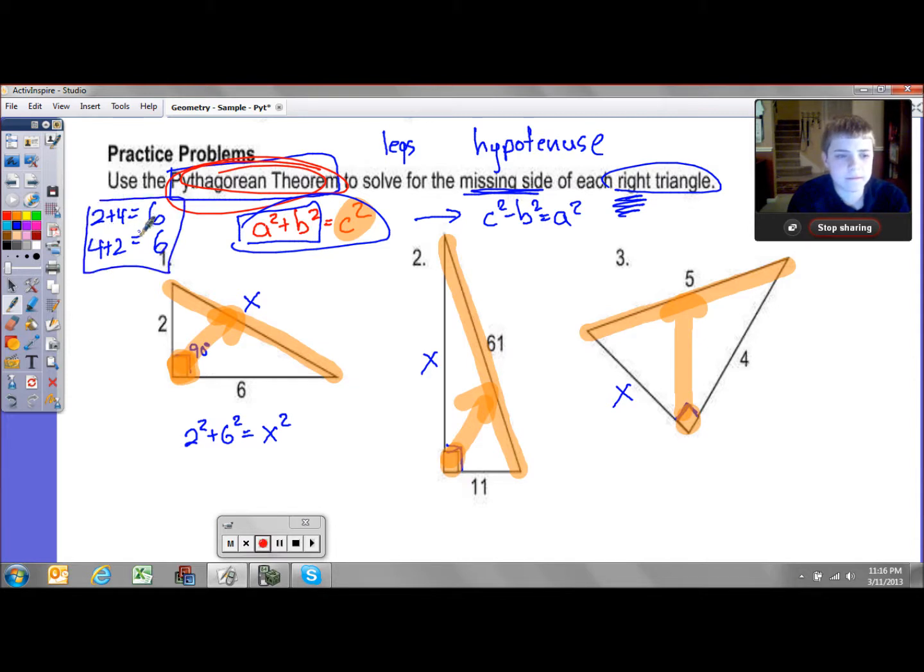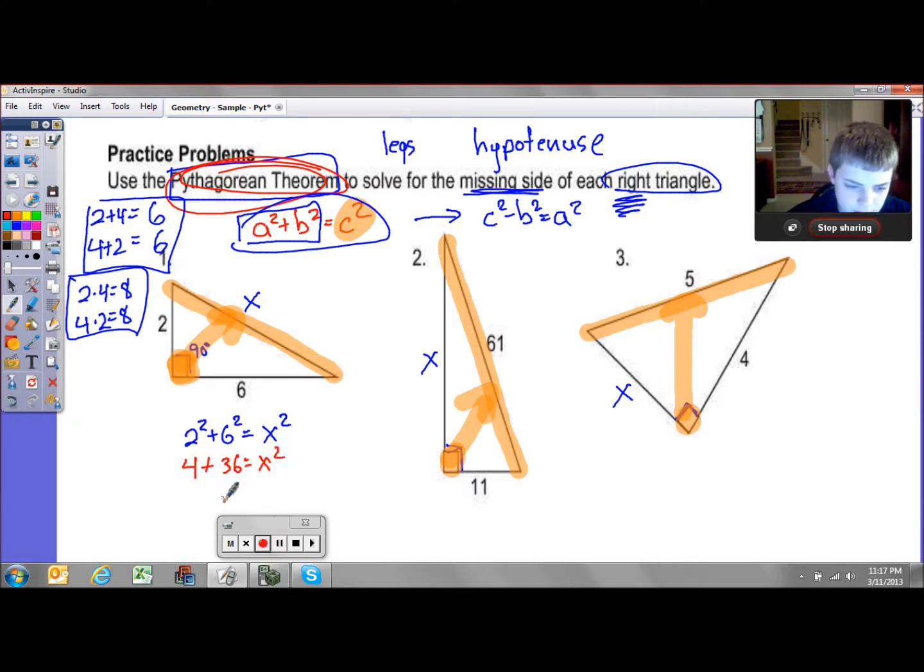It is similar to multiplication, as you were pointing out. Multiplication doesn't have an order. If I had 2 times 4, I'd get 8. If I had 4 times 2, I'd still get 8. So you are correct with that. So let's write 2 squared plus 6 squared is equal to x squared. What does 2 squared give us? 4. How about 6 squared? 36. Equal to x squared.